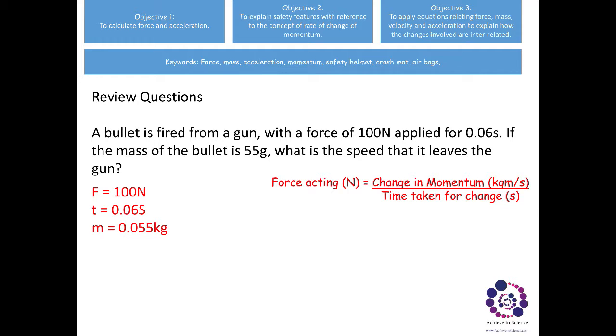Now let's work out the change of momentum first of all. This is calculated by the force times time, so 100 times 0.06. If you know the object's change of momentum, you know momentum is made up of mass times velocity, so you can divide this by the bullet's mass, which is 0.055. This will therefore leave you with the velocity of the bullet. In this case it is 109 meters per second.